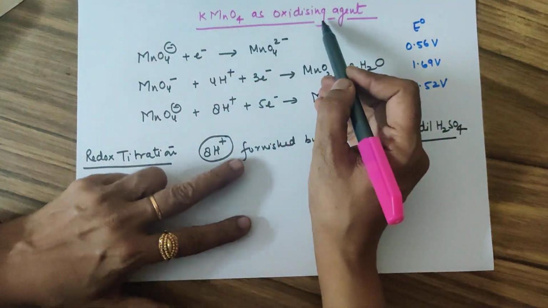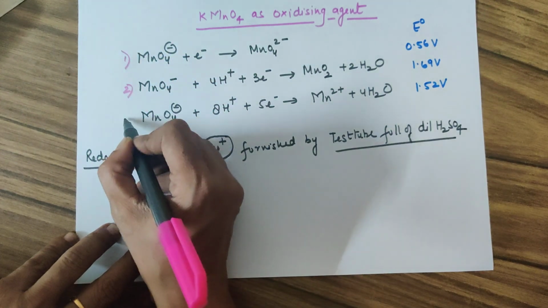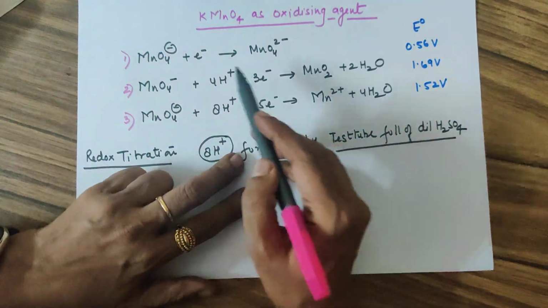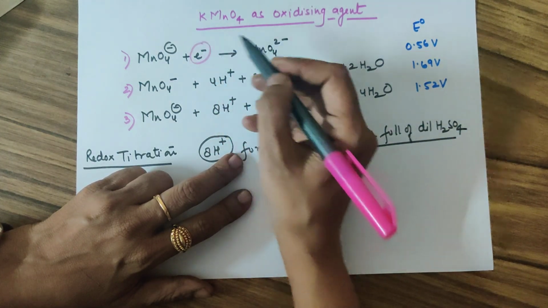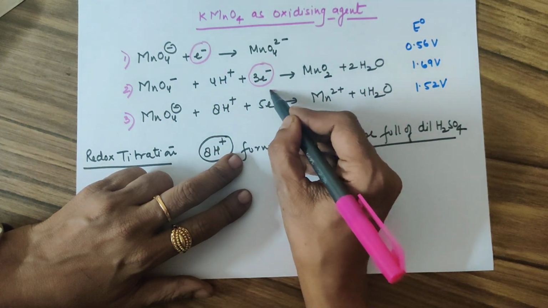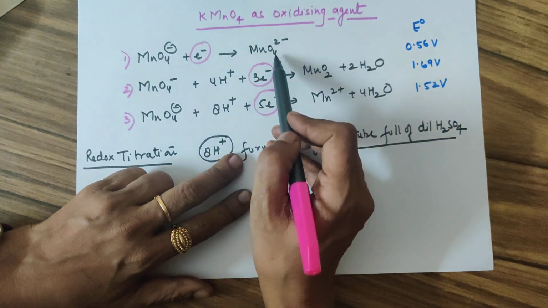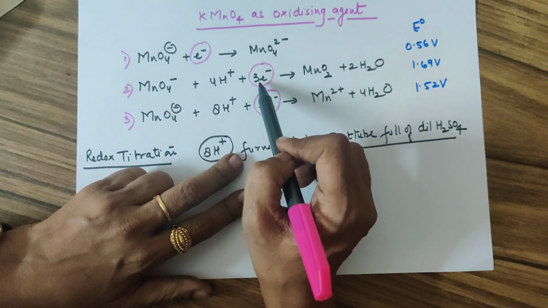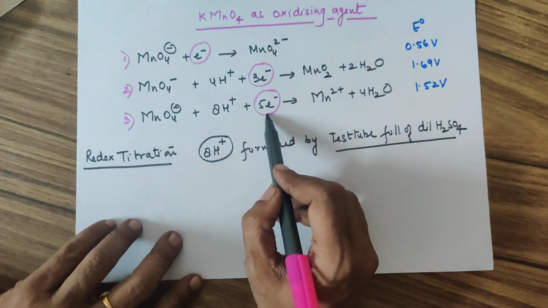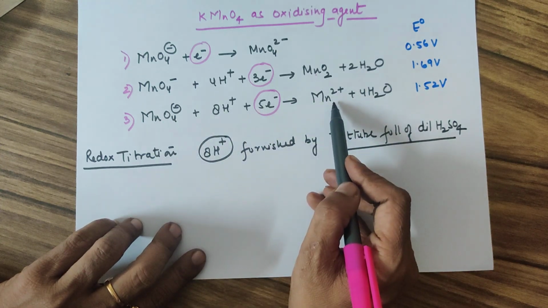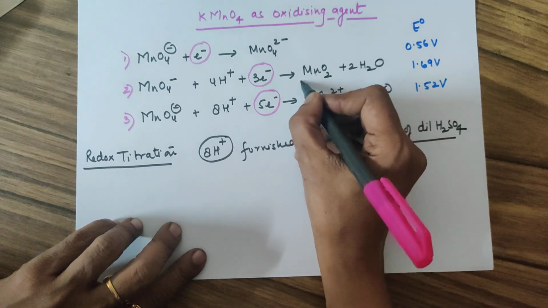Now KMnO4 acts as an oxidizing agent. Have a look at these three equations, 1, 2 and 3. Can you say what is common in the three equations? The common identity is electron gain. One electron is gained, your purple changes to green. 3 electrons are gained, your purple changes to brown. 5 electrons are gained, your purple changes to colorless. And this is what we do in our titration.